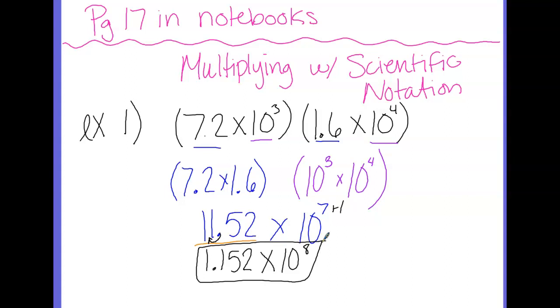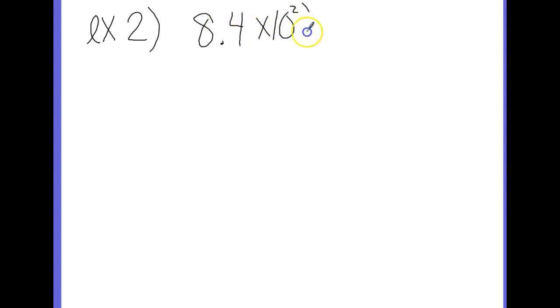All right, example 2. Is everybody good? Okay, so example 2, we have 8.4 times 10 to the second times 2.5 times 10 to the 6th. The first one's to the second, the second one's to the 6th.